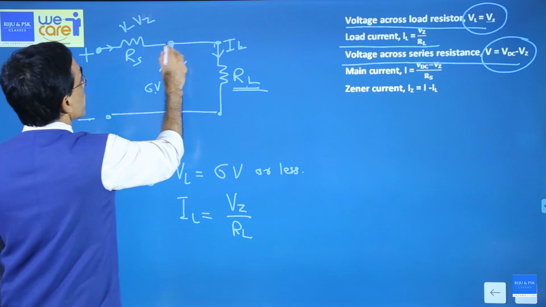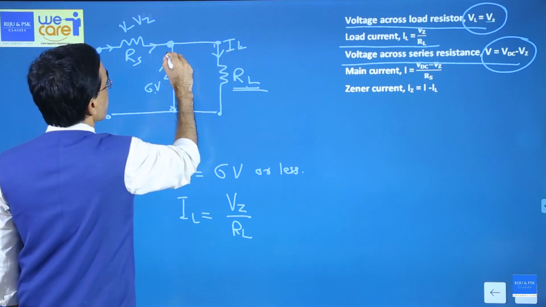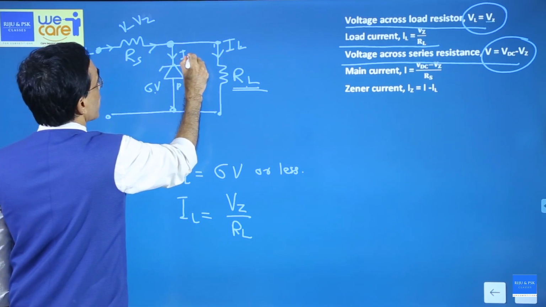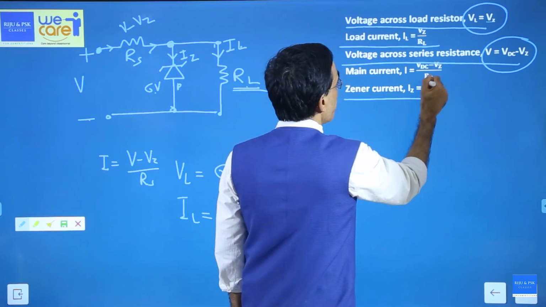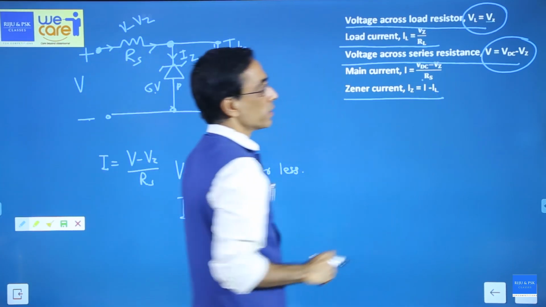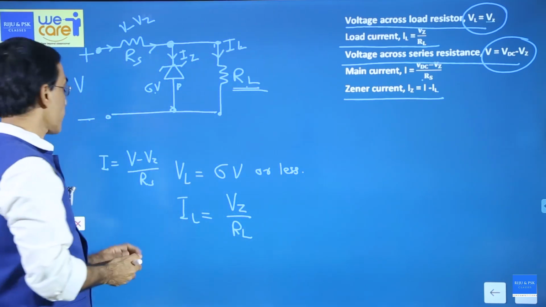Now you see here, there is a current coming and IL is going. What is this current? This current is called the Zener current. How to find out the Zener current? Zener current is nothing but the main current minus the load current.